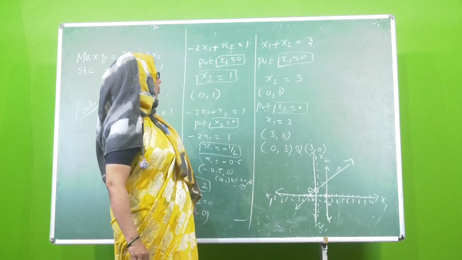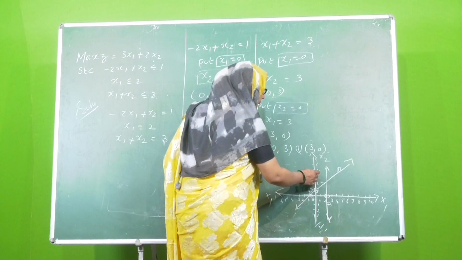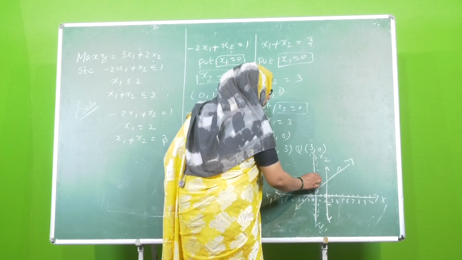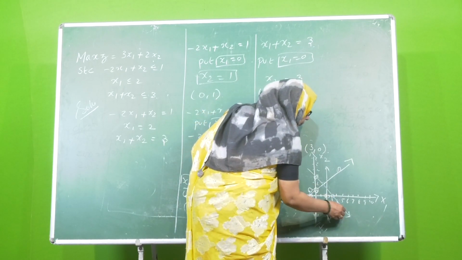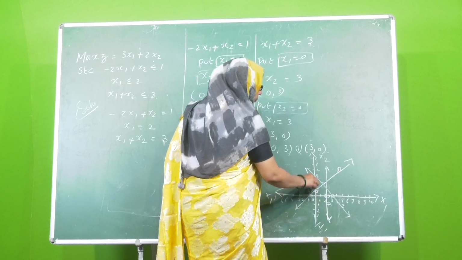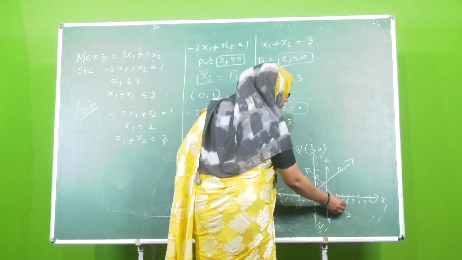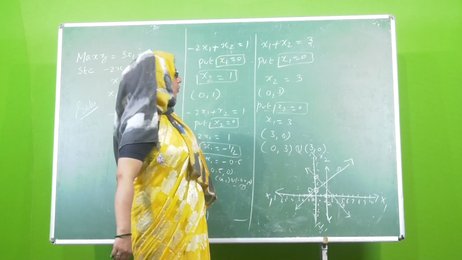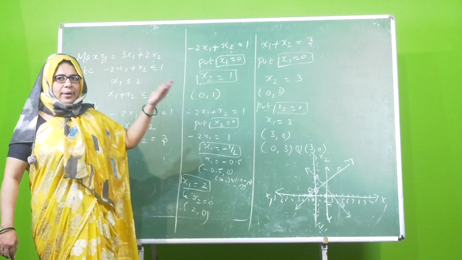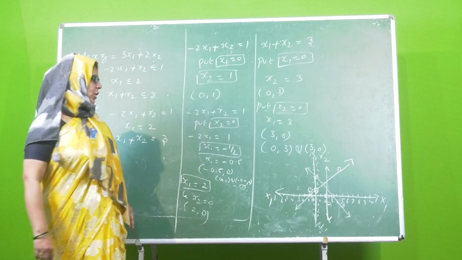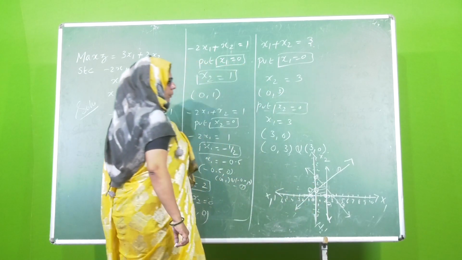Another one is equation 3, 0 comma 3 and 3 comma 0. So, 0 comma 3, 3 comma 0. So, 1, 2, 3. So, where is the bounded area? All the region inside the region. So, this is the bounded area.